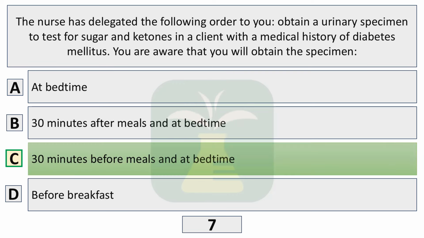Correct answer, C. 30 minutes before meals and at bedtime. In diabetes, some sugar appears in the urine, glucosuria or glycosuria. The diabetic person may also have acetone, ketone bodies, ketones in the urine. To determine the presence of these substances in the urine, these tests are usually done 4 times a day, 30 minutes before meals and at bedtime. The doctor uses the test to make drug and diet decisions. Double-voided specimens are best for these tests.